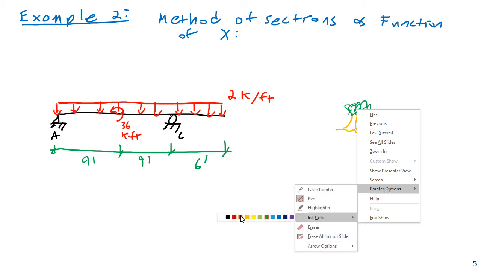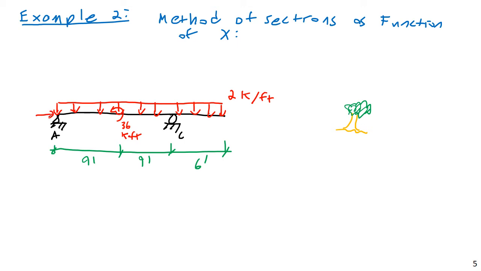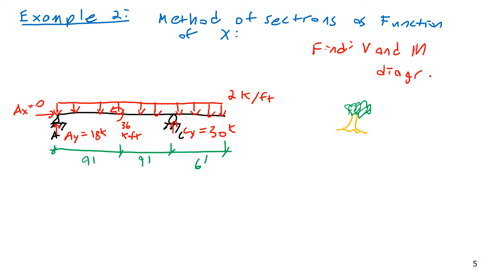Then the reactions. Again, I'm just going to go ahead and give these to you. We could solve for them, but I want to save a little time here because we had to save time for that tree. So AX is equal to 0, and AY is going to equal 18 kips if you solve for that. And CY is going to be equal to 30 kips. So we have all this, and we want to find the V and M diagrams. Find the shear and moment diagrams.